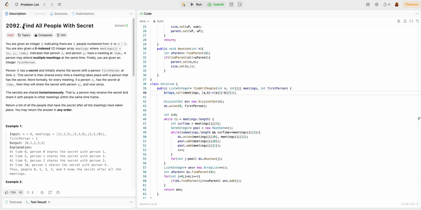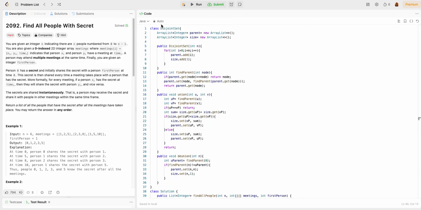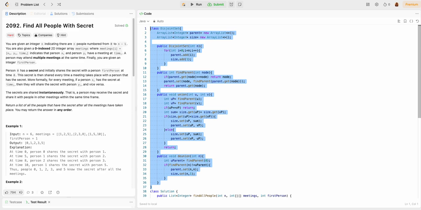Hello everyone. Today we are going to discuss the problem "Find All People With Secret". It is one of the hard questions on Leetcode, but if you know a little bit about disjoint set, it is way easier and it does not require a lot of coding if this part of code is understandable for you. Okay, so let me just give you a quick info of the problem.